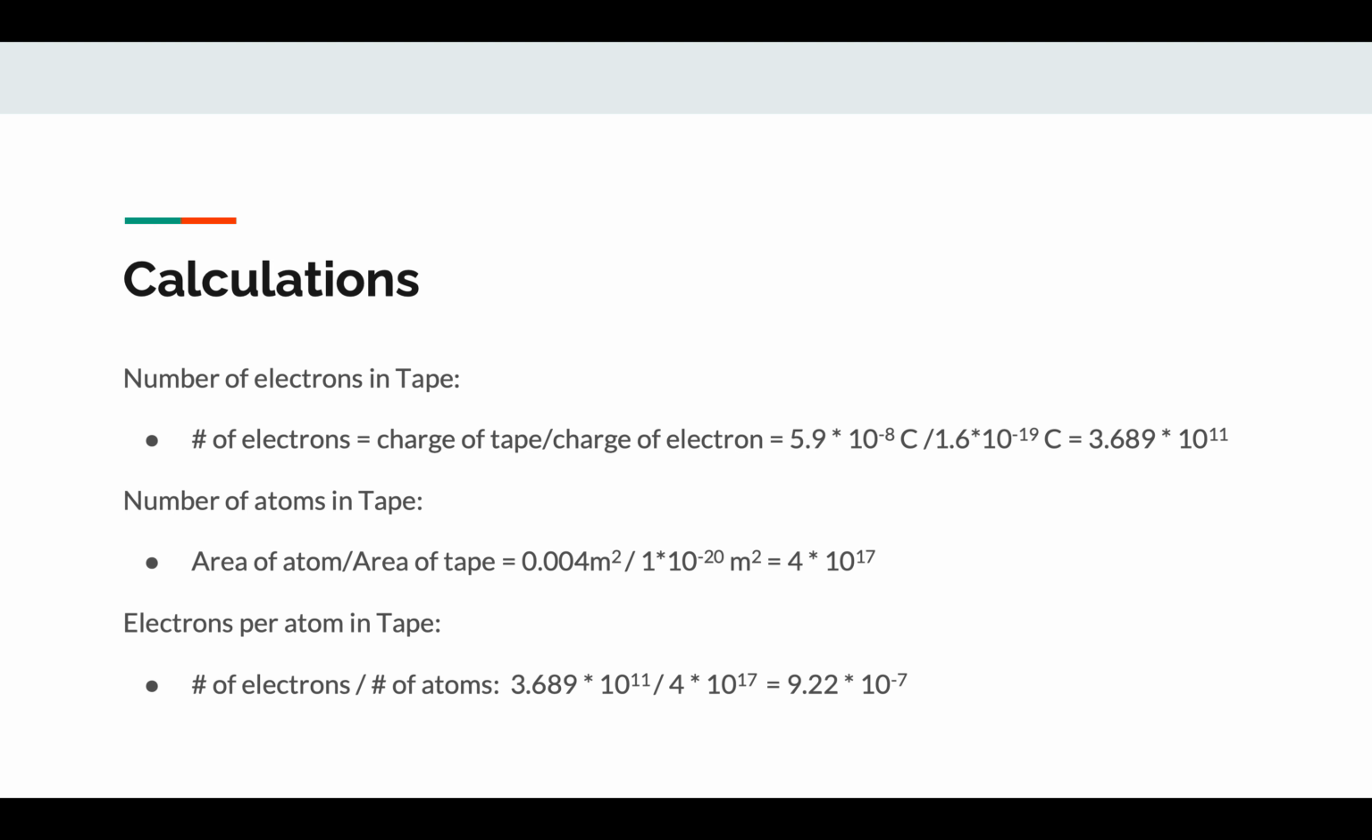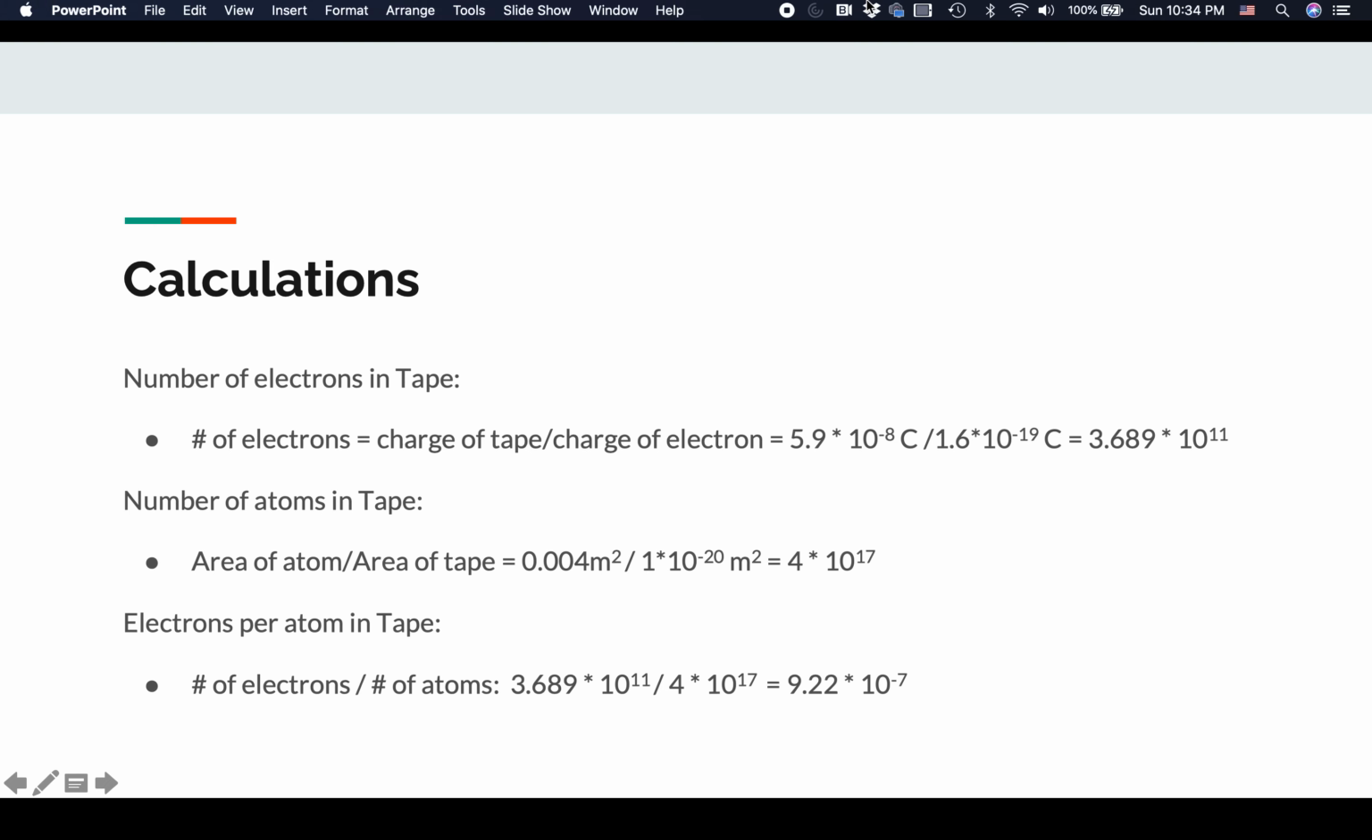And then to calculate the number of electrons in the tape, I divided the charge of the tape by the charge of the electron, that is, the charge found in the previous calculation over the known constant charge of an electron, and I got 3.689 times 10 to the 11th.